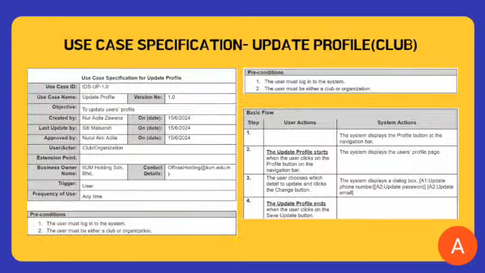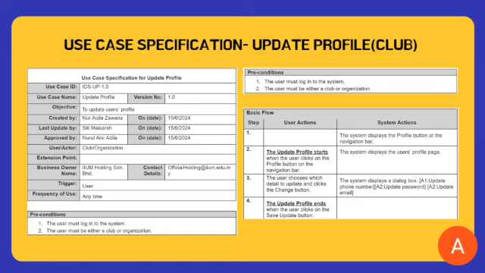The second use case specification for Charity Club is update profile. The objective of this use case is to allow the Charity Club to update certain details that might have changed. The trigger of this use case is the user, and the frequency of use is anytime.